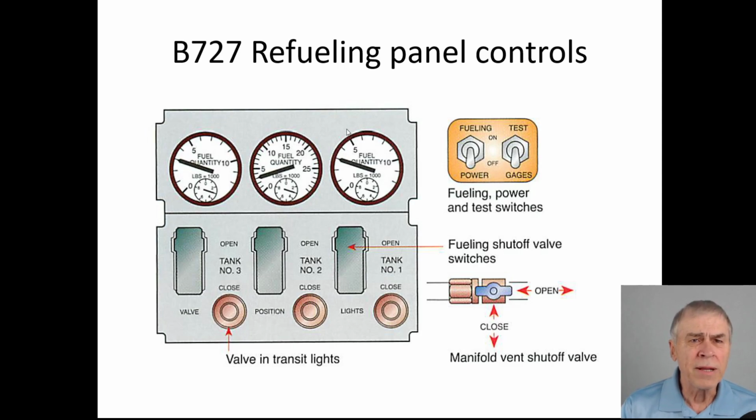727 has the 3 tanks, so you can see the 3 indicators for the 1, 2, and 3 tank in reverse order, as you can see down here. Tank number 1. These are the fueling shutoff valve switches, and there's also a manifold vent shutoff valve.